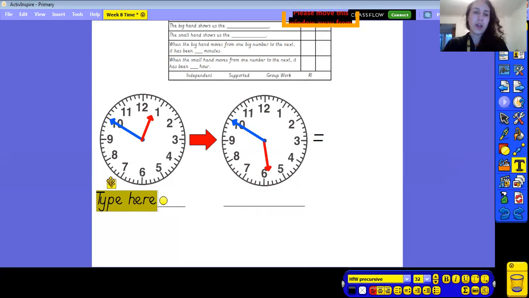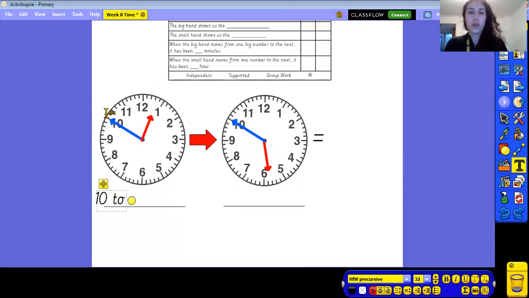Okay, let's have a look then. So this minute hand is on the minutes to side. That means we have to count backwards from the o'clock. So 5, 10, so that's 10 to 2, and it's going to the 1. It's not there yet, it's on its way to the 1.